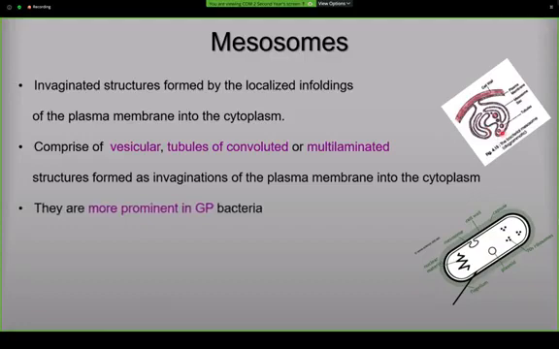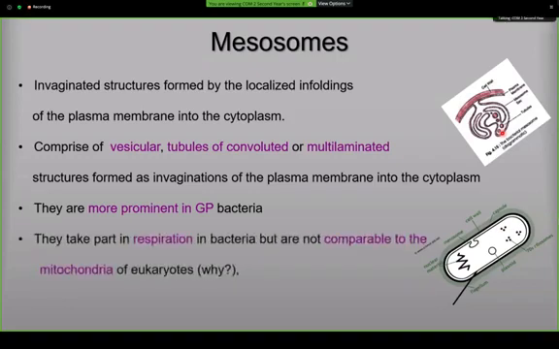So the mesosomes are more predominant in gram-positive bacteria, and they play a role in the respiration of the cell. Can I compare them to mitochondria? No, they're not comparable to mitochondria. Although they play a role in respiration, mitochondria are responsible for respiration in the eukaryotes.